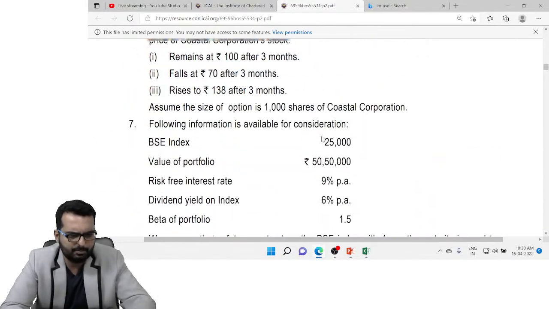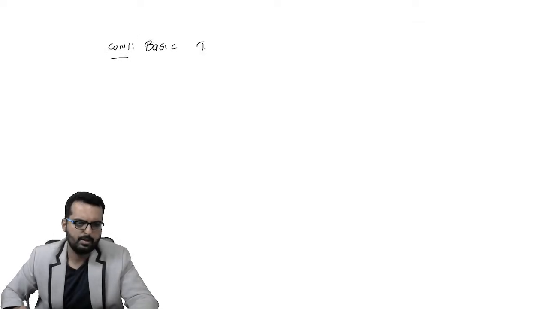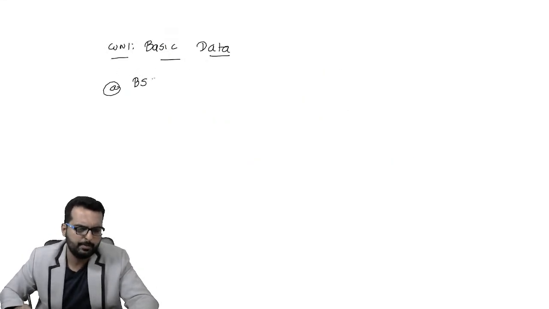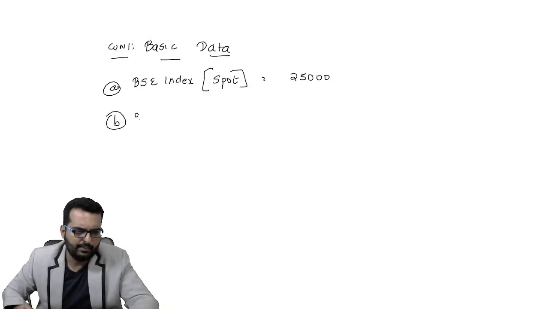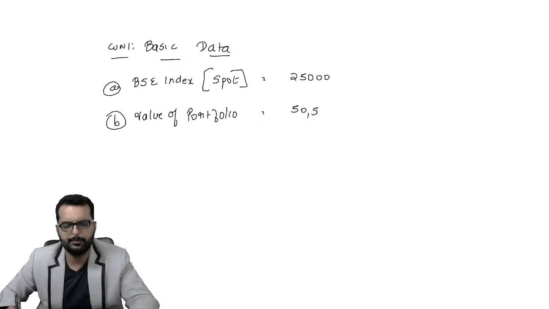The BSE Sensex problem, right? I'll write down the basic data. Working note number 1, basic data. So here they have given the BSE index is 25,000. BSE index is which market, friends? It is the spot market. There they have given the value as 25,000 and they have given the value of the portfolio as how much? 50 lakh 50,000.